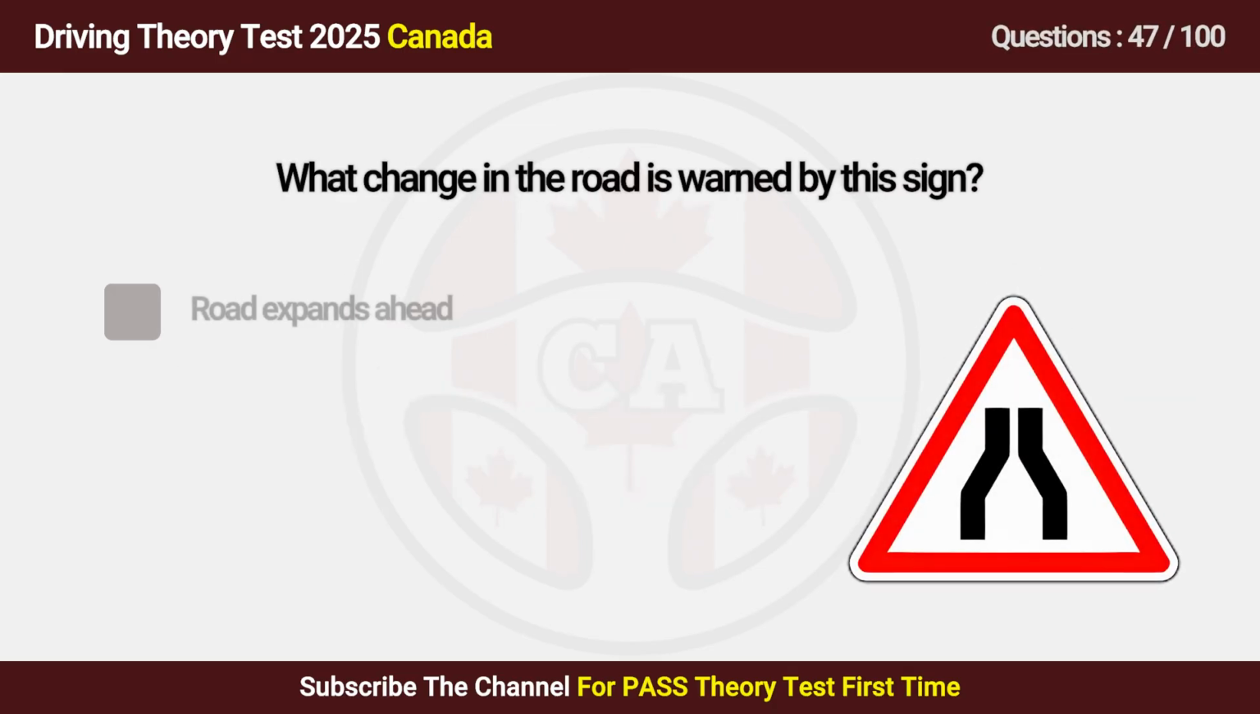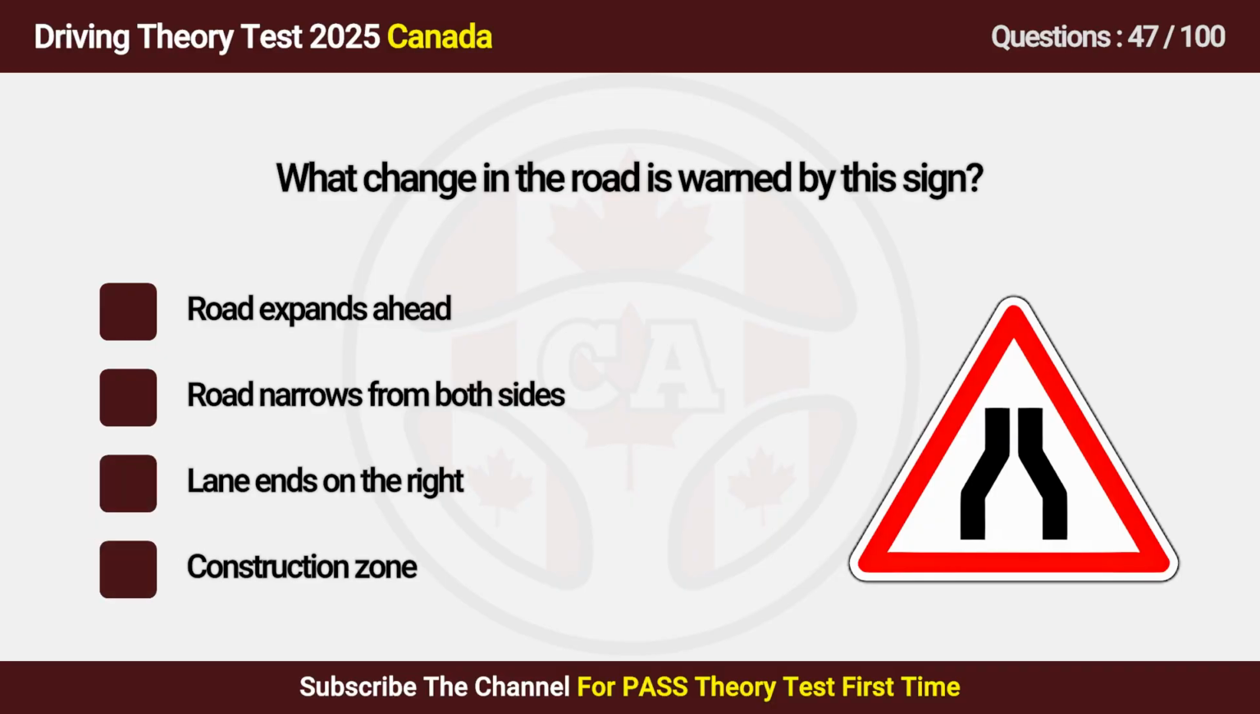Question 47. What change in the road is warned by this sign? A. Road expands ahead. B. Road narrows from both sides. C. Lane ends on the right. D. Construction zone.